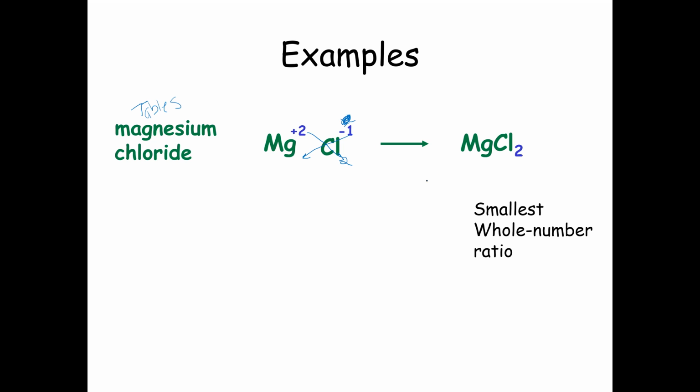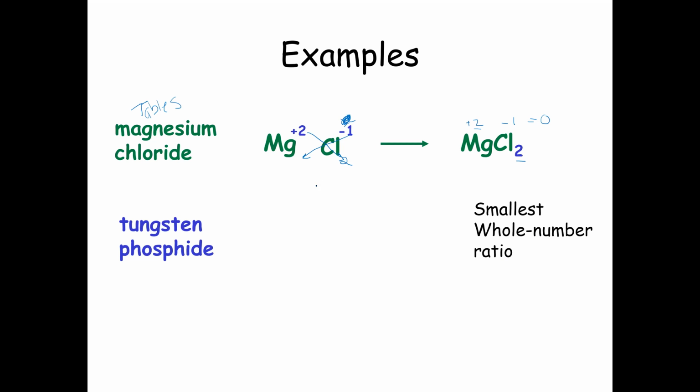The subscripts in chemical formulas come from the charges, right? From this +2 and this -1. 2 -1s balance out that +2. All compounds have to have the sum of the oxidation states equal to 0.